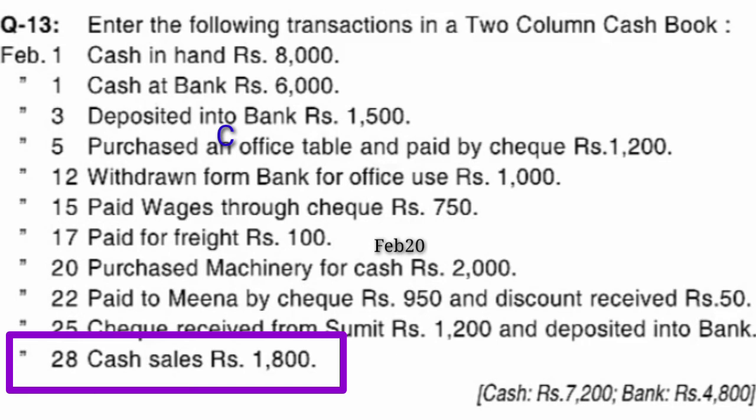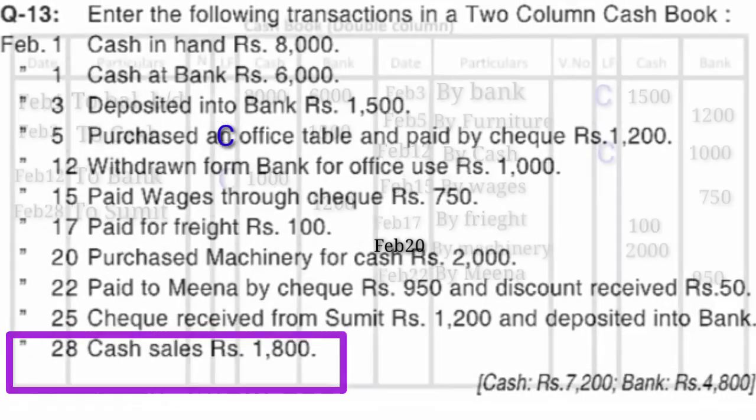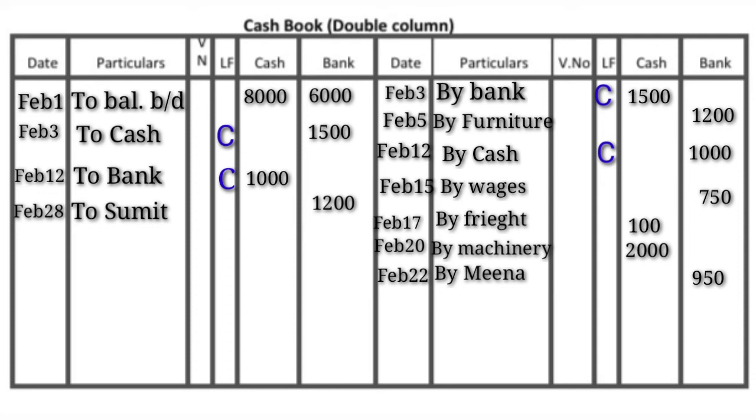Next transaction 28th Feb. Cash sales rupees 1800. When we sell goods for cash, what will happen? Our cash balance will increase. Okay, the journal entry we know: cash account debit to sales account. So cash is increasing. When cash is increasing, we will debit, right? So we will record in the receipt side or debit side of cash book. Here in the cash column, cash is increasing. So here 1800 in cash column. Date Feb 28th to sales.